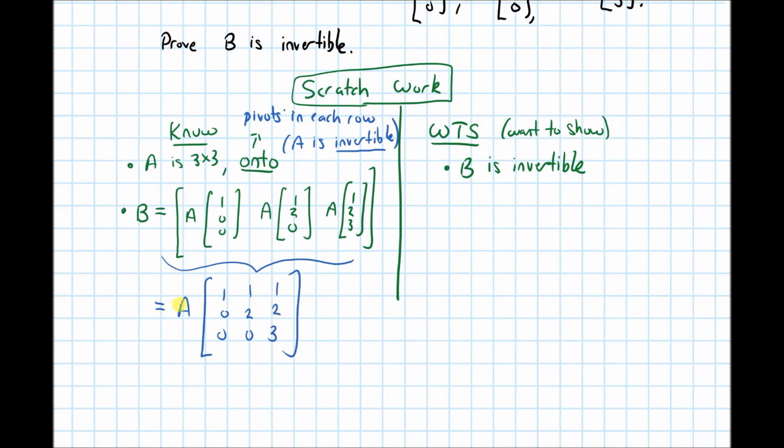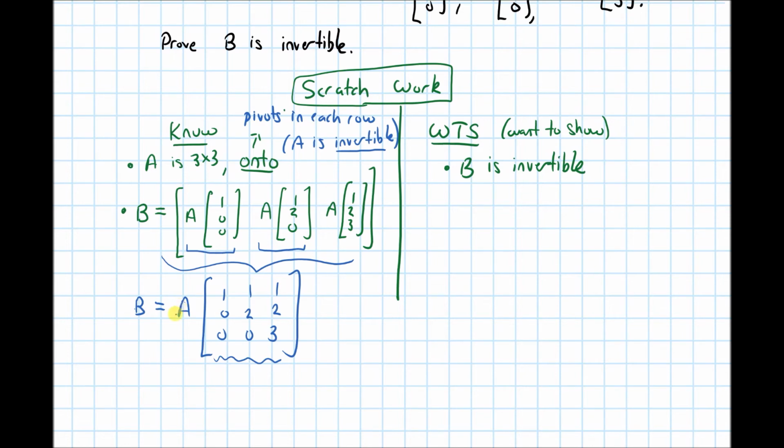The original definition for how we multiplied a matrix A times another matrix like this was we multiplied A times the first column, and that became the first column of the product. And then A times the second column, and that became the second column of the product, and so on. That's how we defined the product before the row vector rule. So now we know that B equals A times this other matrix.